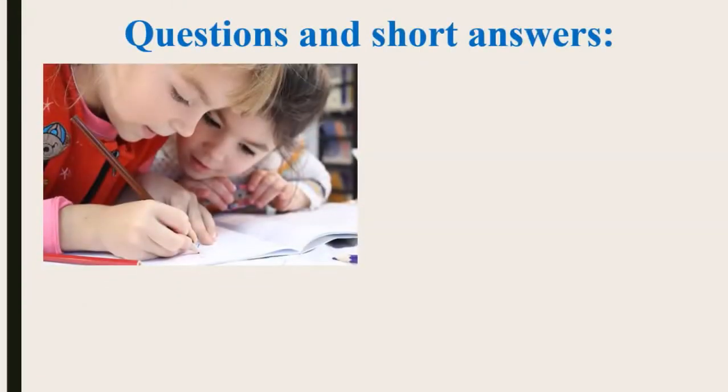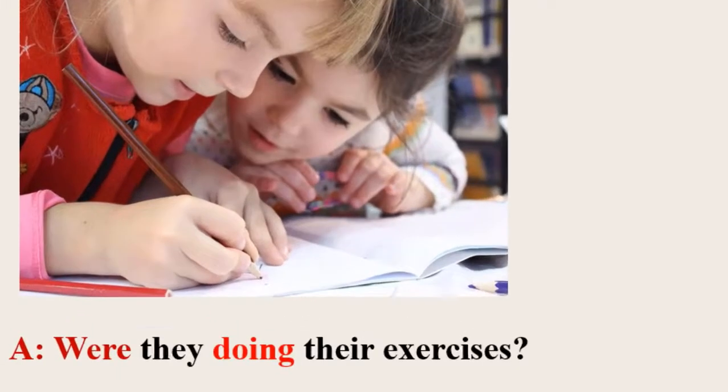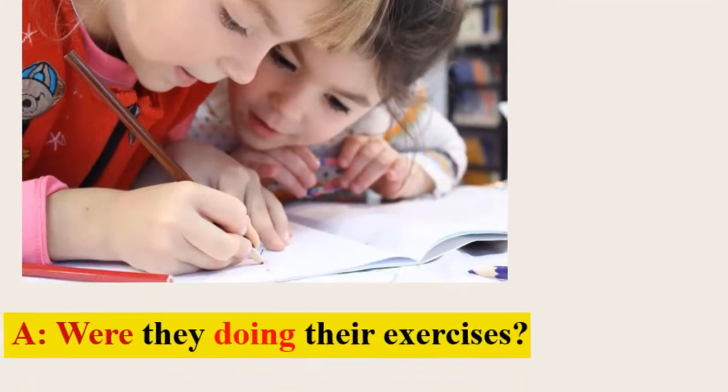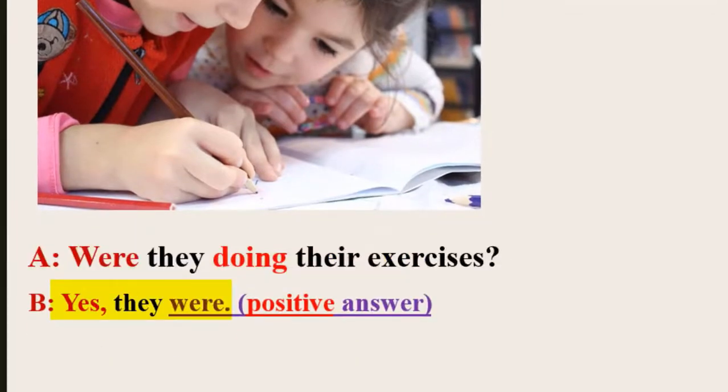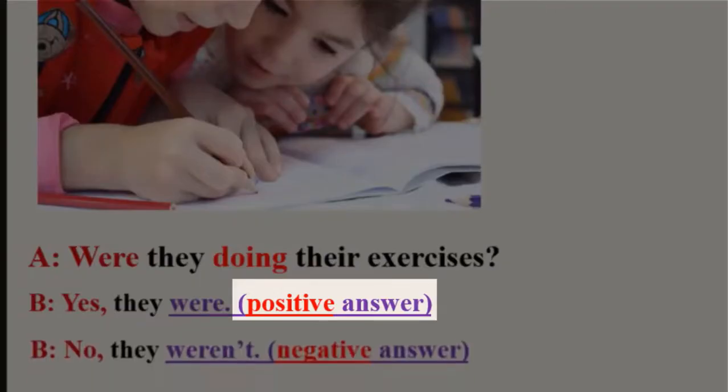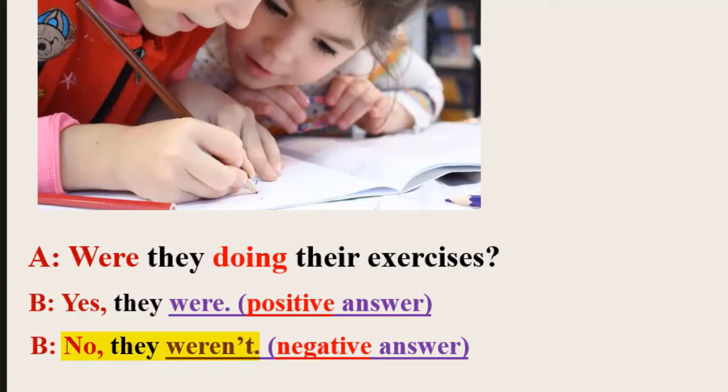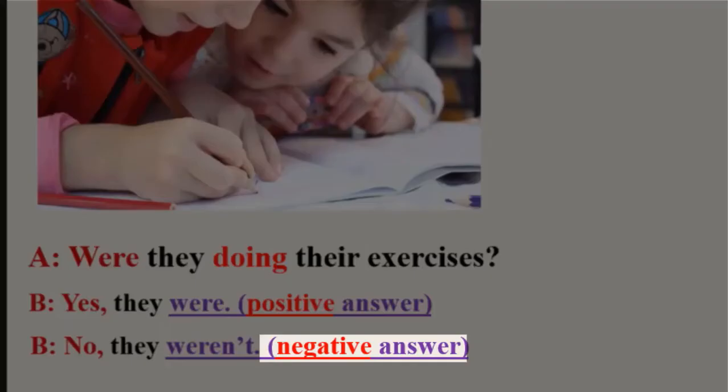Questions and short answers with the past continuous. Dialogue number 1. Were they doing their exercises? Yes, they were. This is a positive answer. No, they weren't. Negative answer.